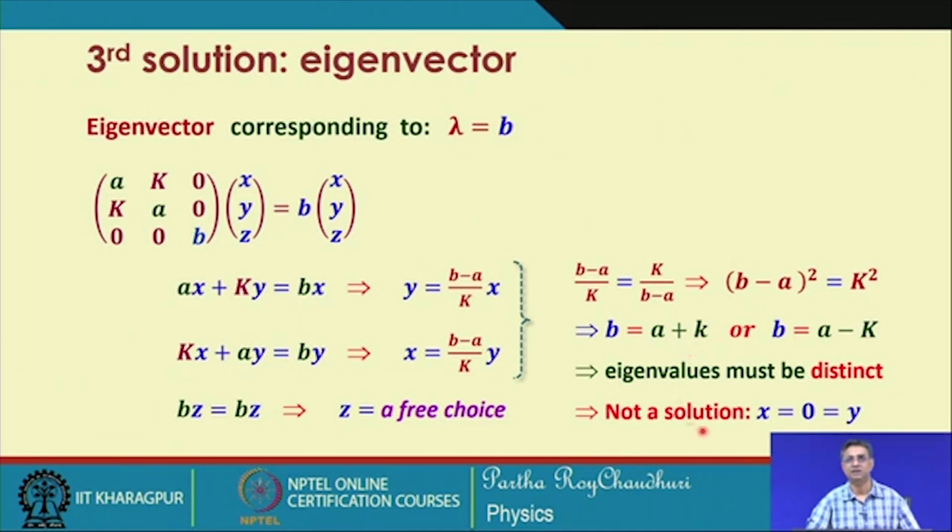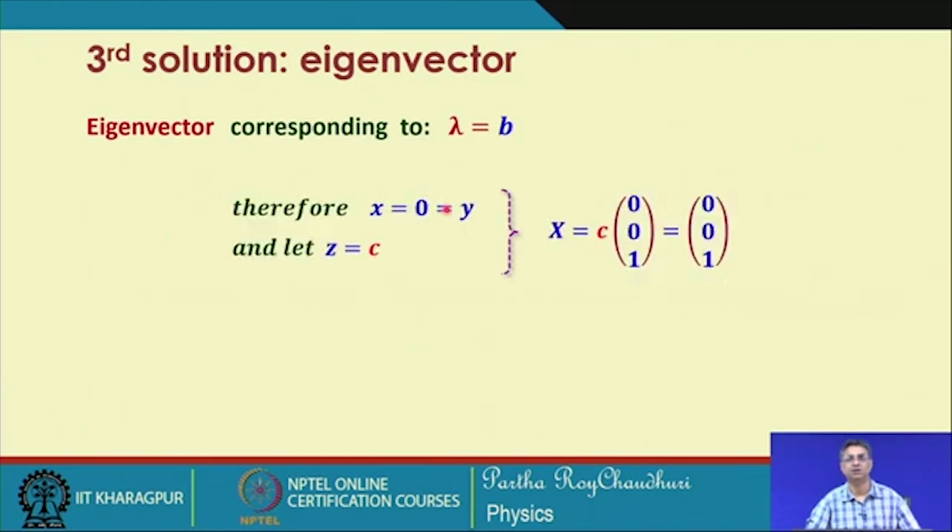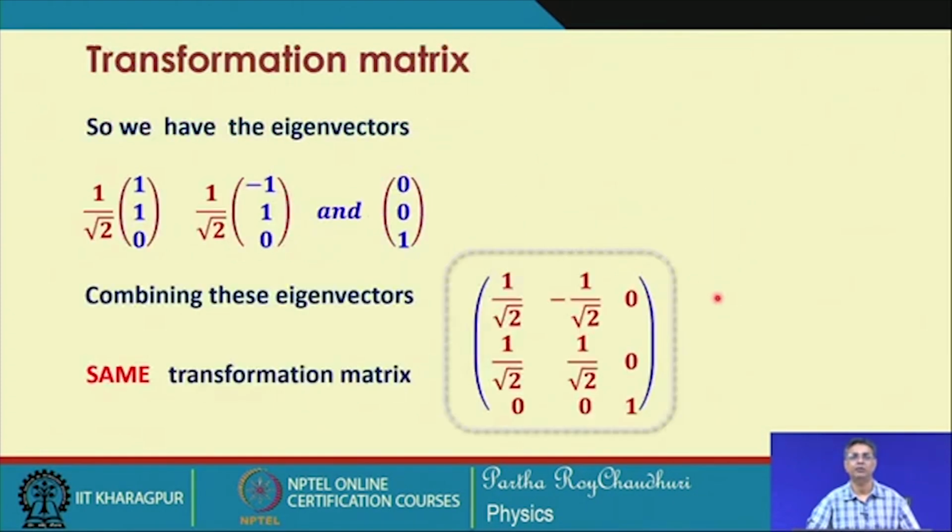So, as a result, this cannot give you any solution. Therefore, x equal to 0 and y is also equal to 0, and z will have a free choice, because on either side b z equal to b z. So, that means z can assume any value. If I use this relation that x equal to 0, y equal to 0 and z equal to c, then we can write the eigenvector x equal to c times (0, 0, 1), and under normalization we can write this equation like (0, 0, 1). Now, we have 3 eigenvalues and 3 eigenvectors.